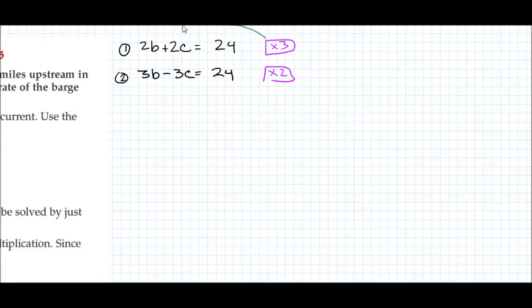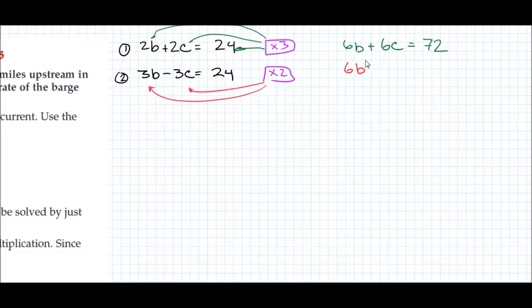So 3 times 2b is going to be 6b. 3 times 2c is going to be 6c. And 3 times 24 is going to be 72. Okay, so the new equation 1 is written up. So going with equation 2, 2 times 3b is 6b. 2 times negative 3c is negative 6c. And 2 times 24 is 48.